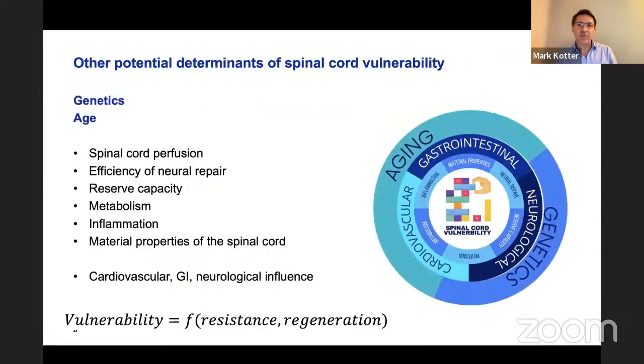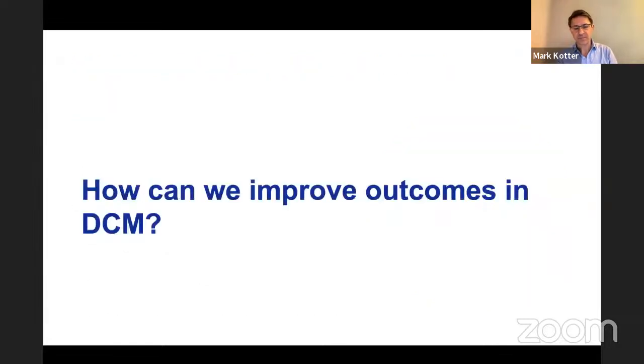So here we've created a framework that looks at aging and genetics as the main drivers, but encompasses many other aspects that might influence this vulnerability of the spinal cord. A lot of research still needs to happen before we can get closer to this, but we also need to obviously think about how we can improve outcomes in DCM.